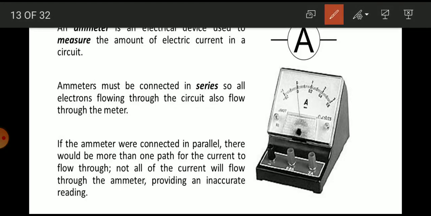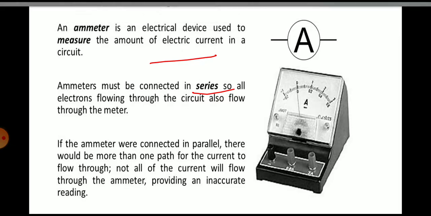Ammeter. An ammeter is an electrical device used to measure the amount of electric current. An ammeter must be connected in series. Electrons flowing through the circuit also flow through the ammeter. If an ammeter were connected in parallel, there would be more than one path for the current to flow, so it would not measure the current accurately. So it must be connected in series.